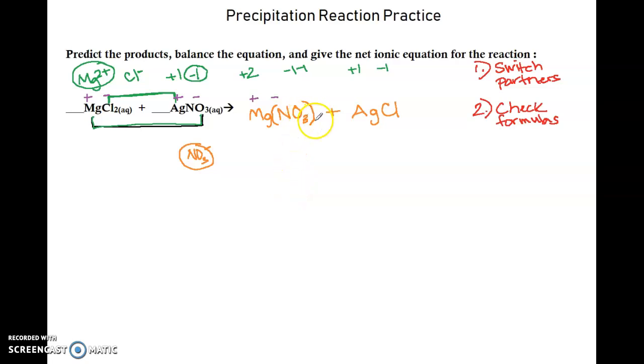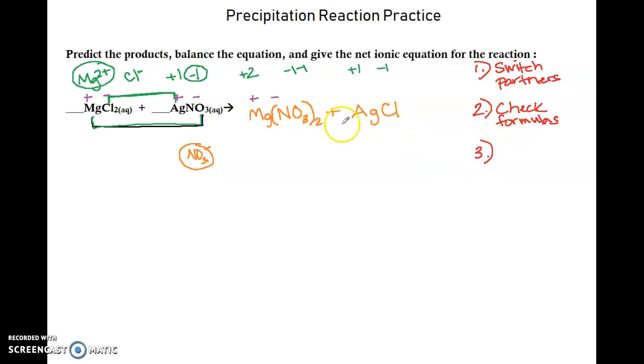That is because when I put the 2 there, I want it to not look like 32. The only time I need parentheses is when I have a polyatomic ion and I need more than 1 of that polyatomic ion. So notice I don't need them around the chlorine. Notice I don't have parentheses over here when I only had 1 nitrate. So I have checked my formulas. Ta-da! Okay, next step.